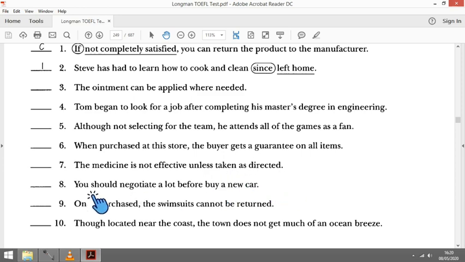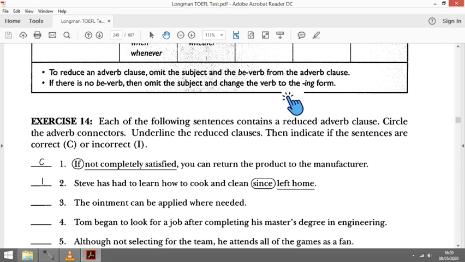Okay, number 8. You should negotiate a lot before buying a new car. Okay, subject verb, then a connector, an adverb connector. How come there is "by"? There is no. We have to change to be -ing. Look at the rule. If the subject meets with a verb, we change to be -ing. We have to change "by" to be -ing.